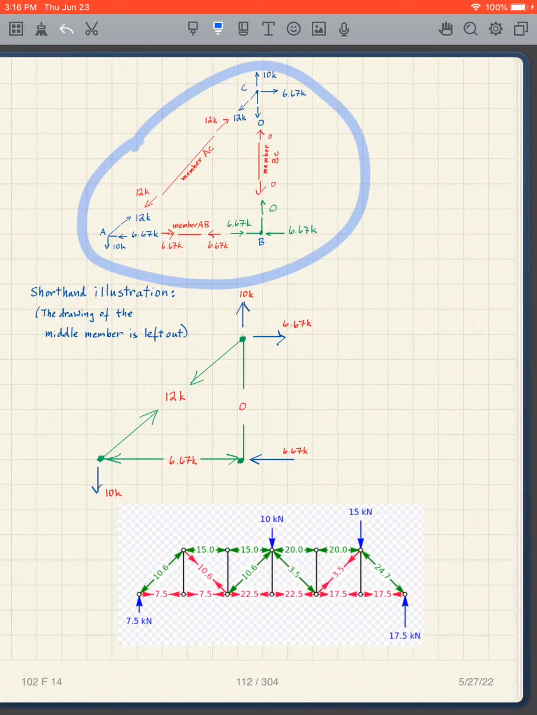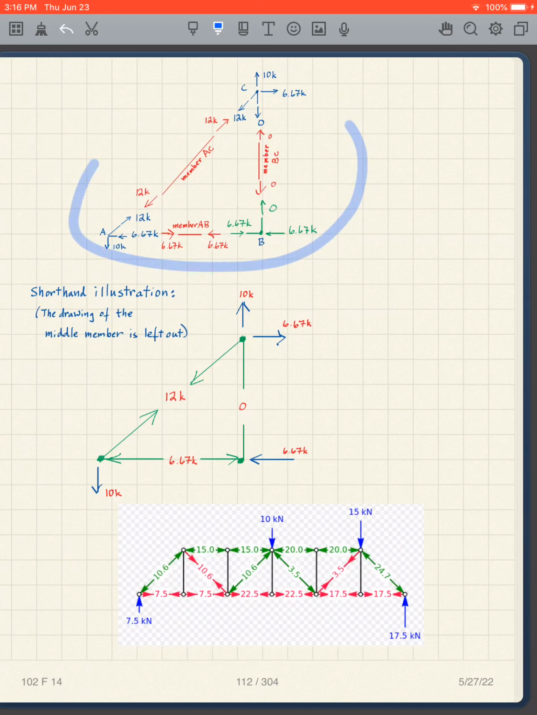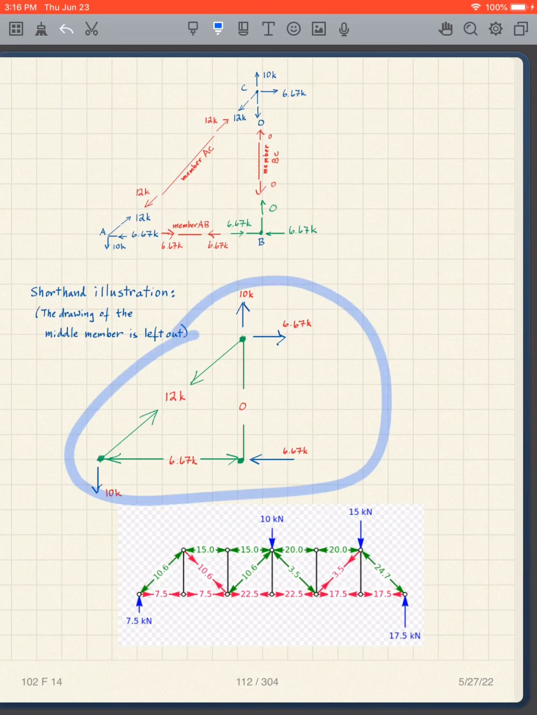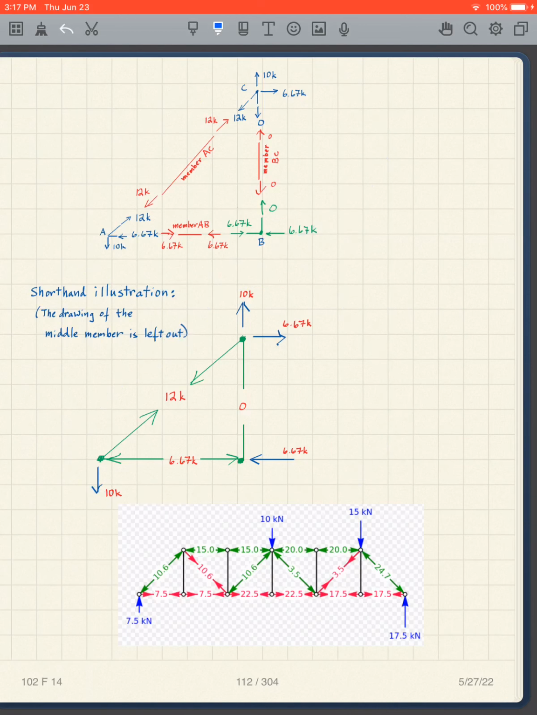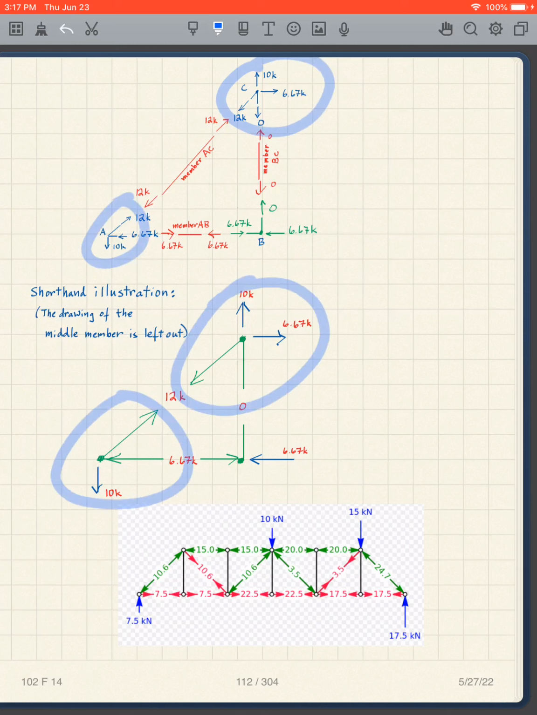Long story short, this is the longhand method, but what you're going to see in practice is the shorthand. These two things are the same thing, but the shorthand just shows the nodes in a sense. So I've got this, that's this. I've got this, that's this. I've got this, that's this. That's the way that it's drawn.